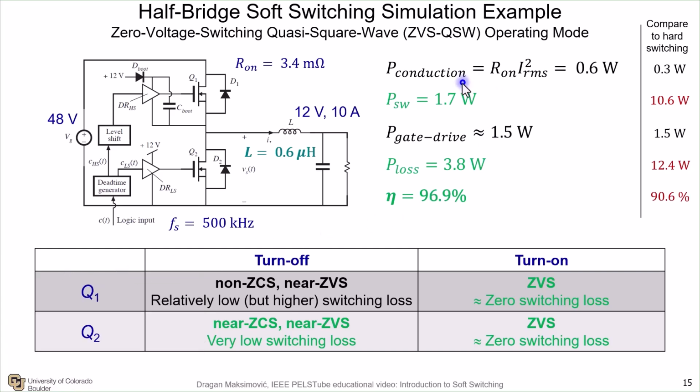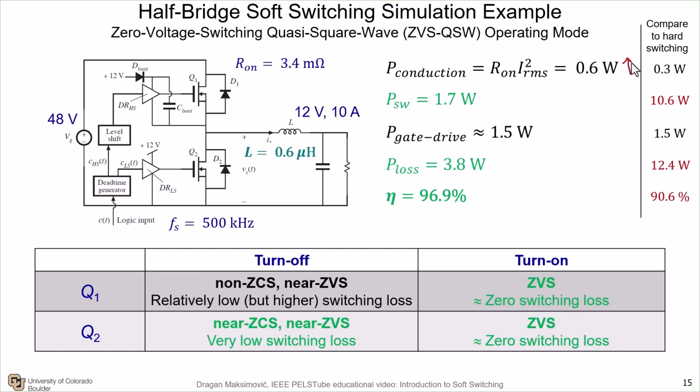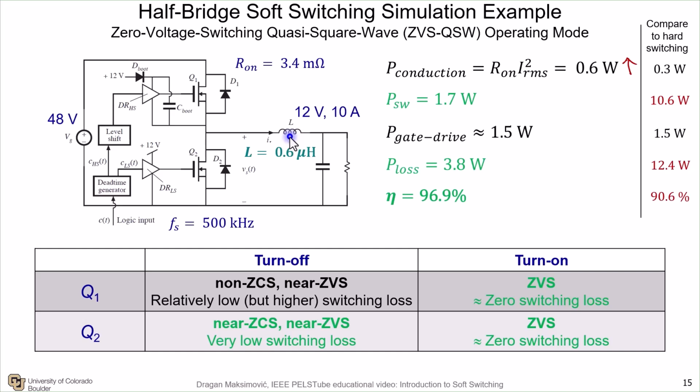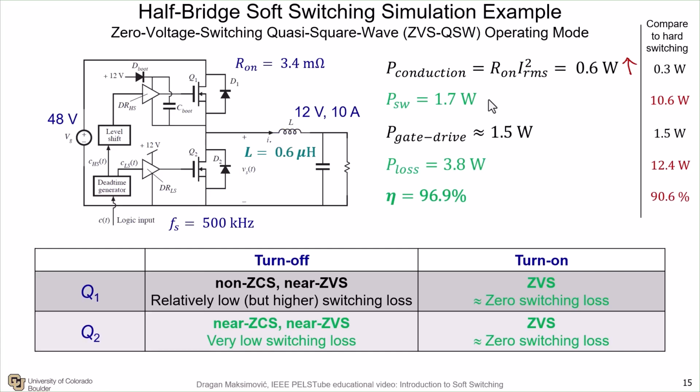All right, so conduction loss now, as you can see here, is actually a little bit higher. From 0.3 watts we go to 0.6 watts. Why is that the case? We have a larger amount of current. RMS current through the inductor is larger, and the conduction loss is larger. On the other hand, the benefit of soft switching is that the switching loss is now much smaller, the total loss is much smaller, and the efficiency is much improved compared to what we had in the hard switching case.